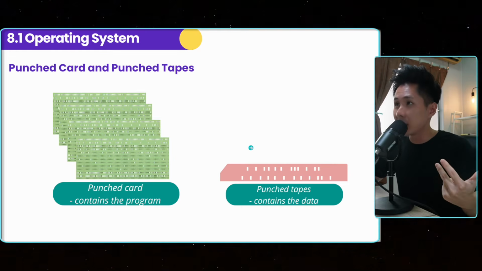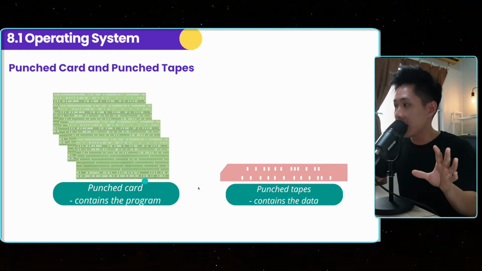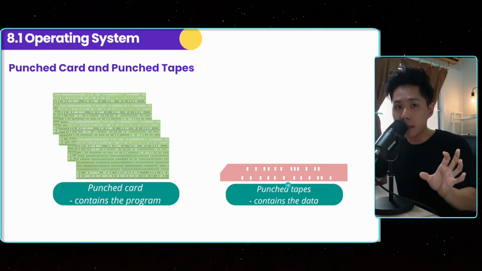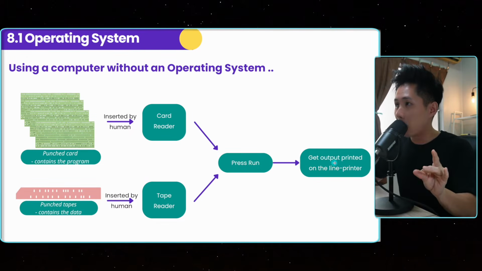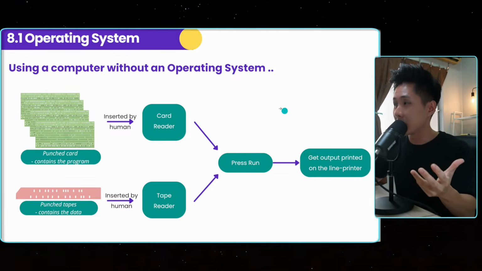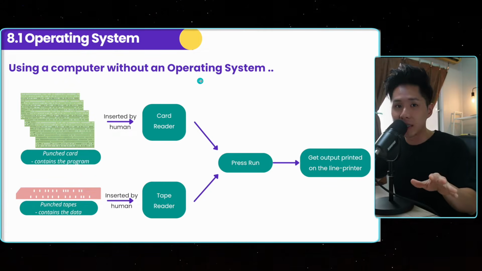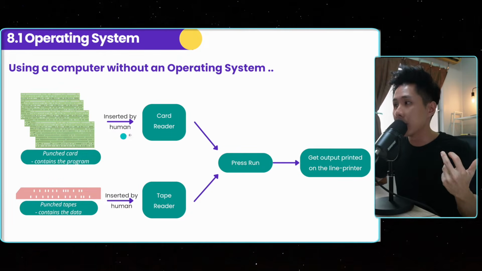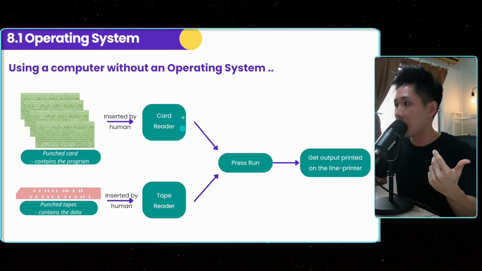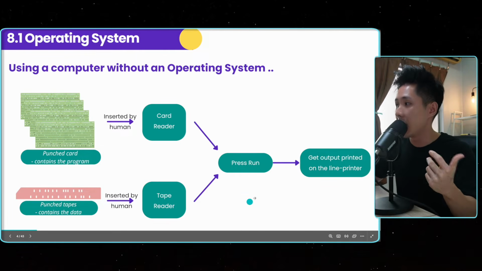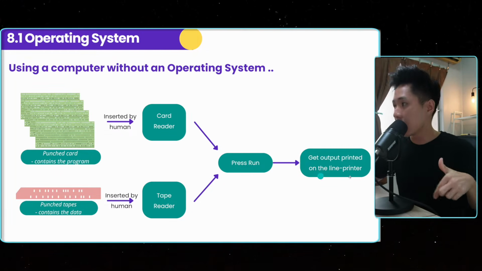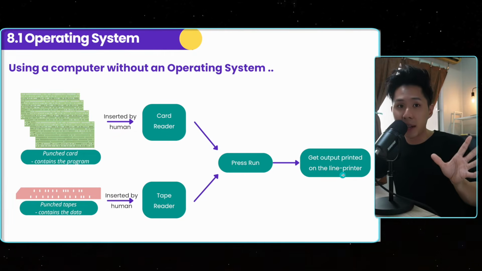Before the operating system was invented, punch cards and punch tapes were the tools used to store programs and data. This is what would happen when you wanted to use a computer before the operating system era. You have to put your program on a punch card and data on a punch tape. As the programmer or the user, you have to insert these into what we call the card reader and tape reader respectively. You press a physical run button, and once the program is run, you get the output printed on the line printer.